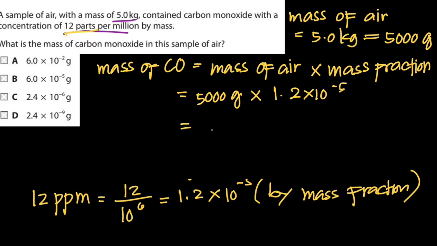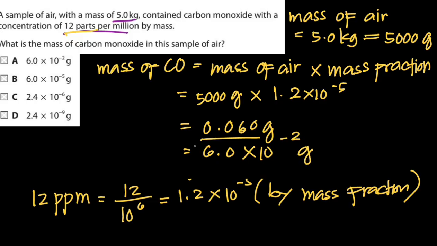And this would give us a value that is equal to 0.060 gram. We write this in scientific notation because we don't have this one in the choices given. So we write this in scientific notation as 6.0 times 10 to the negative 2 gram. So this is now the mass of carbon monoxide in the given sample of air. So the answer here should be letter A.